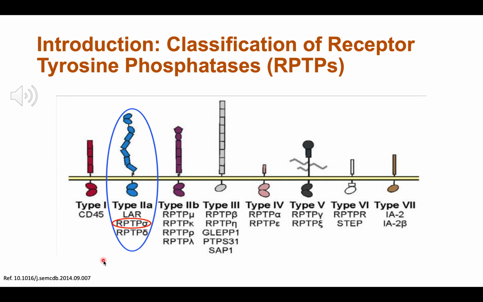The figure shown in front of you presents many different types of receptor tyrosine phosphatases, which are classified based on whether there is a single or tandem of highly conserved intracellular phosphotyrosine-specific phosphatase domains. But the specific receptor that will be considered and analyzed in the study is RPTP sigma, circled in red, and is a member of the type 2A family, circled in blue.